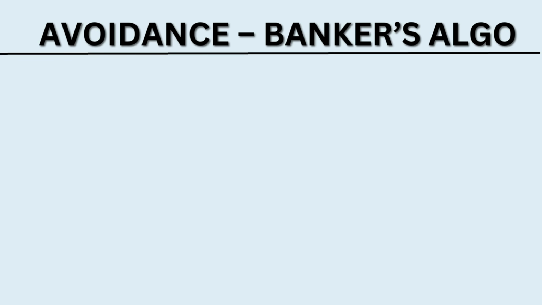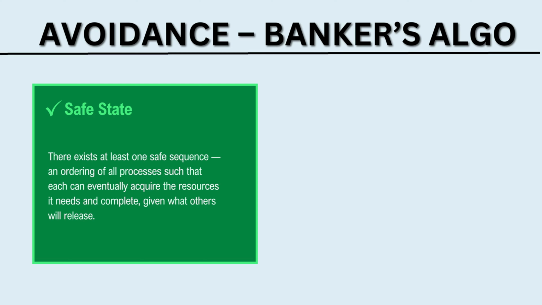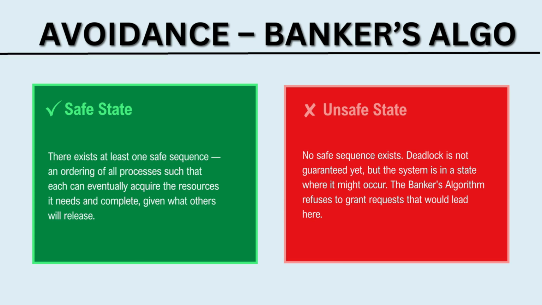Avoidance takes a different approach. Instead of eliminating conditions upfront, it makes runtime decisions, checking each resource request before granting it. The key concept is safe state versus unsafe state. A safe state is one where there exists at least one safe sequence, an ordering of all processes, such that each one can eventually complete given the resources others will release. An unsafe state means no such sequence exists. Deadlock is not guaranteed yet, but the system is in a position where it might occur.